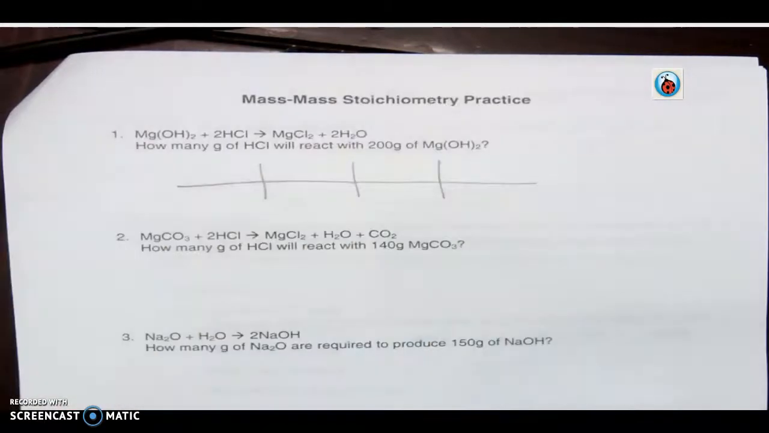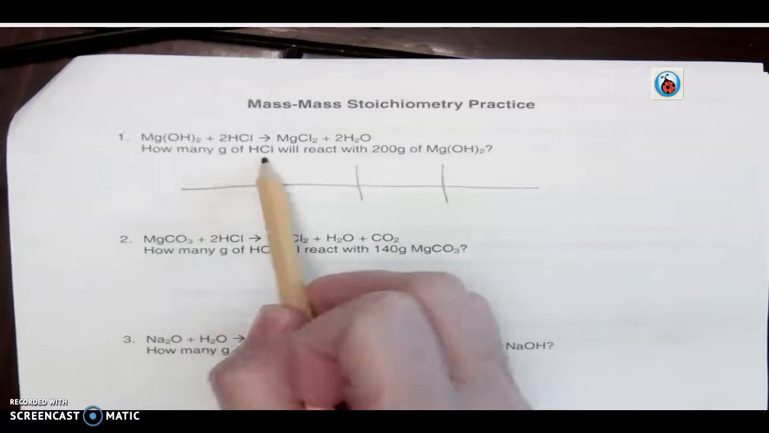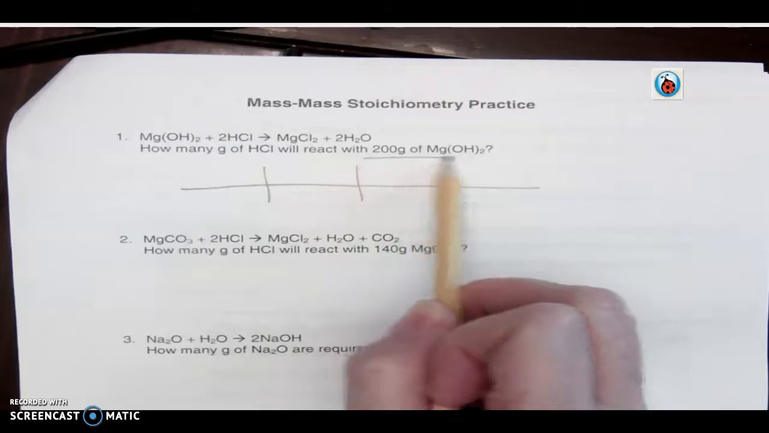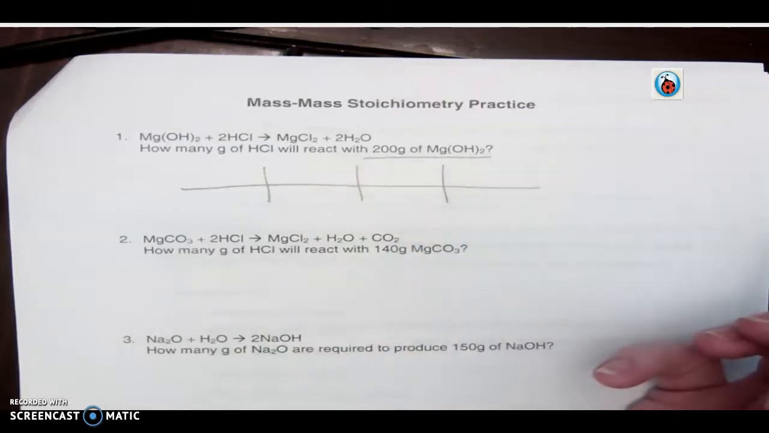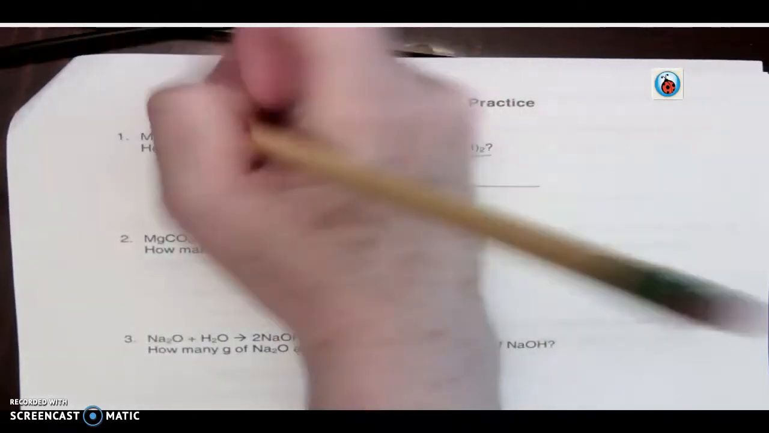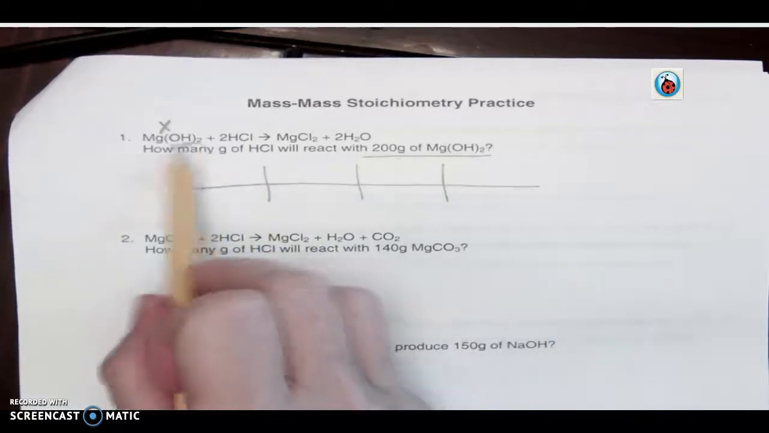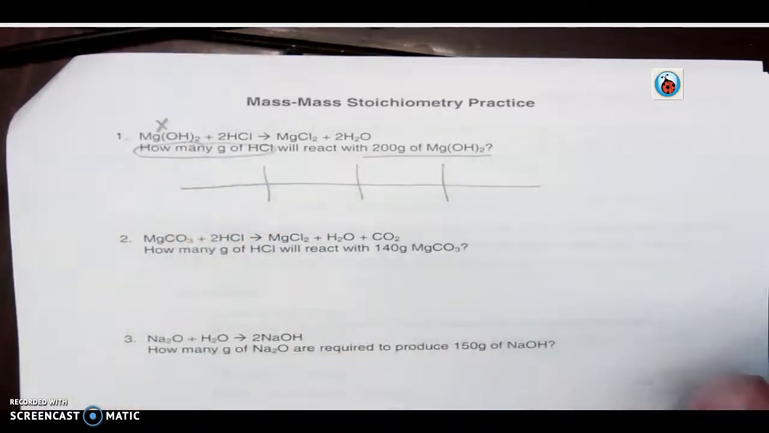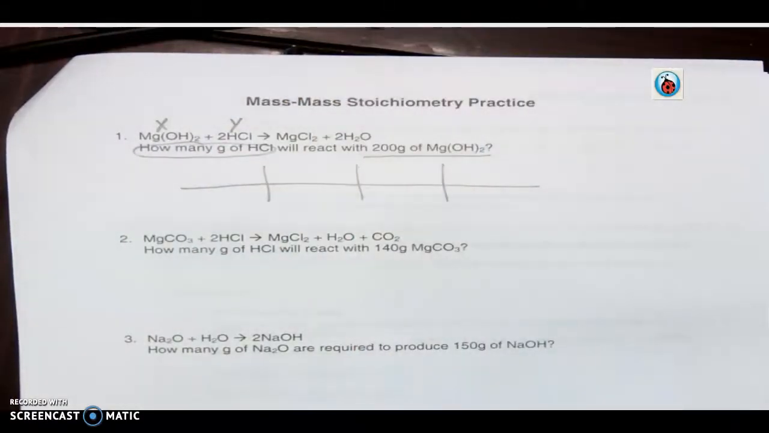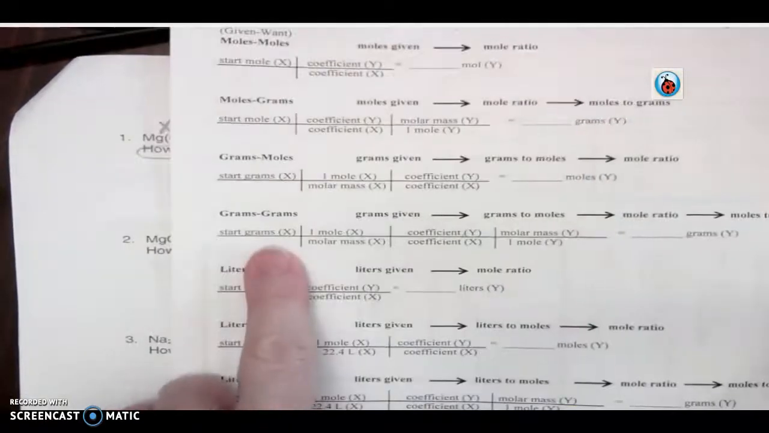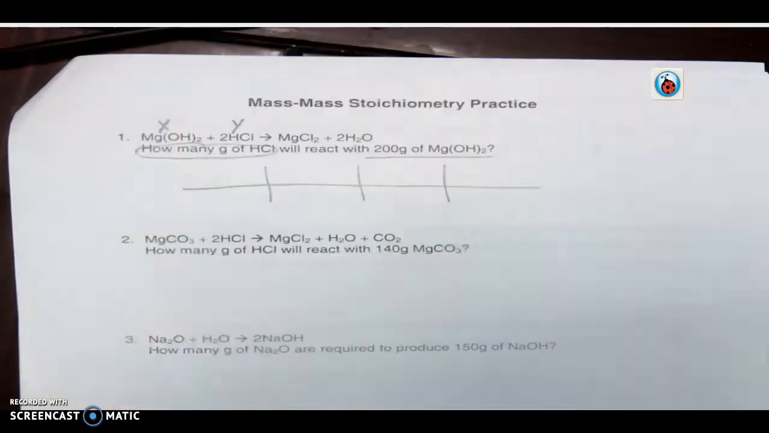So let's read our problem. How many grams of hydrochloric acid will react with 200 grams of magnesium hydroxide? So what do we know? We know that we have 200 grams of magnesium hydroxide. So I'm going to go to my reaction up here and put an X above magnesium hydroxide. What I want to know, how many grams of hydrochloric acid? So I'm going to go to my hydrochloric acid and put a Y. Let's look at our cheat sheet. And it says we're going to start with grams of X.